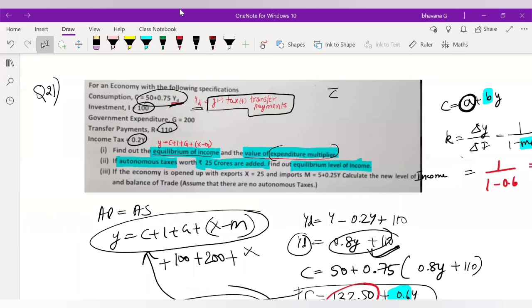So what is autonomous consumption? Autonomous consumption is nothing but whether you have income or not, that amount you will definitely consume. That amount of consumption expenditure you will definitely do. That is autonomous consumption. Then what is autonomous tax? Autonomous tax means whatever your level of income is, at whatever level of income you are earning, your tax is always going to be 25 crores definitely.